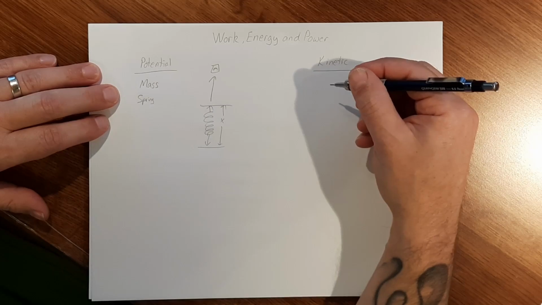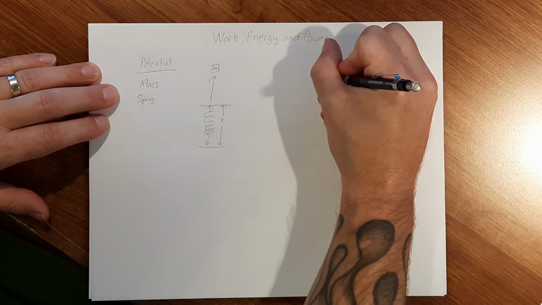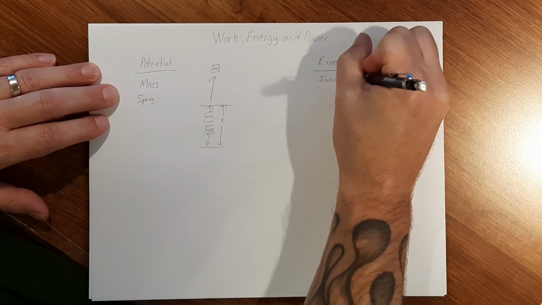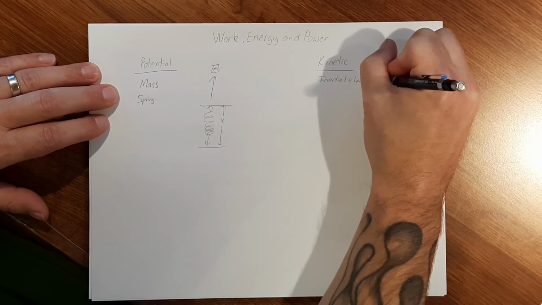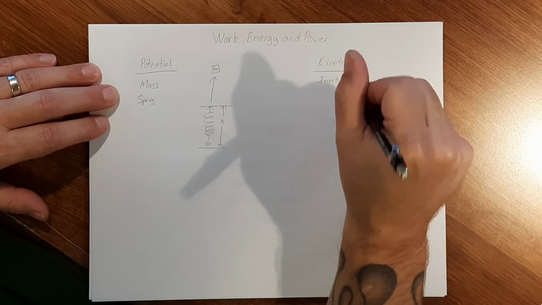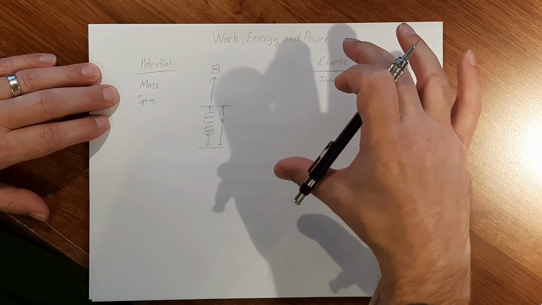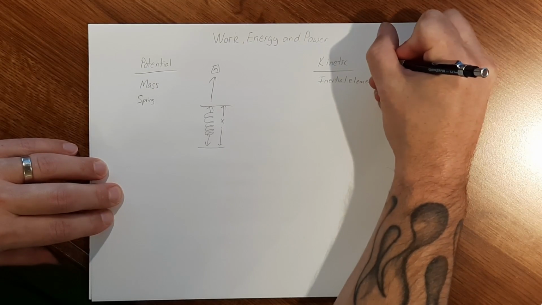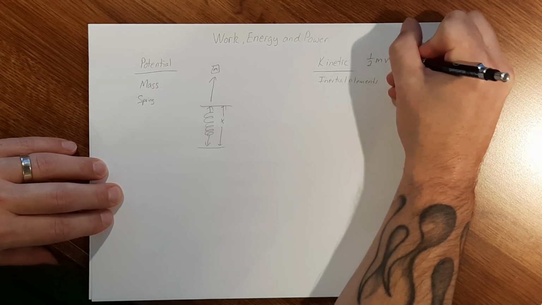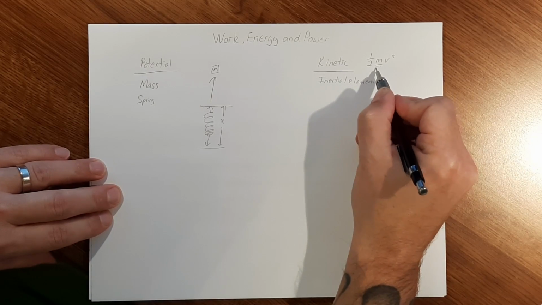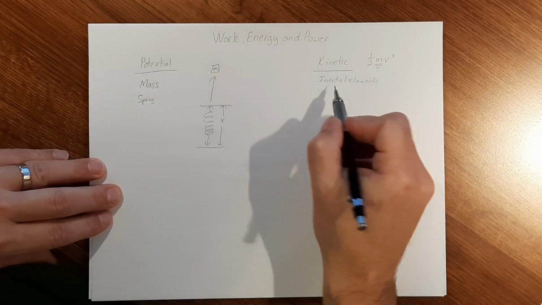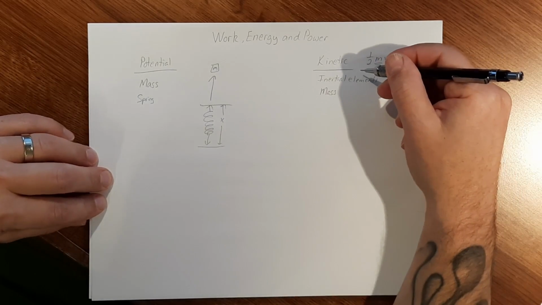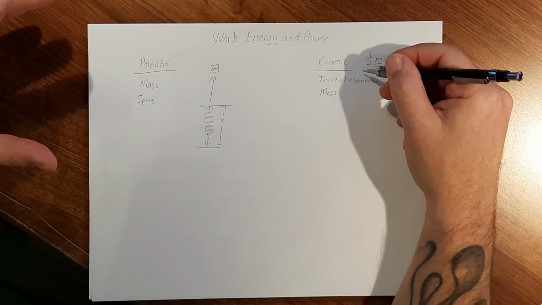But what about kinetic? Inertial elements are the only elements that can store kinetic energy. Because what is kinetic energy? Kinetic energy is 1/2 mass times velocity squared. So we need this mass, which is contained in our inertial element. So our mass is the only basic element that can store kinetic energy.